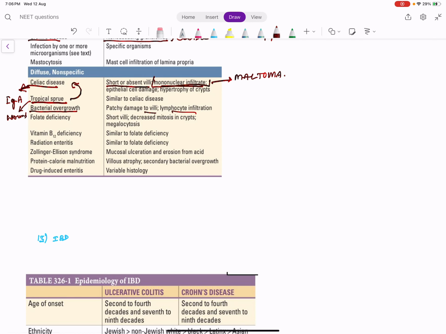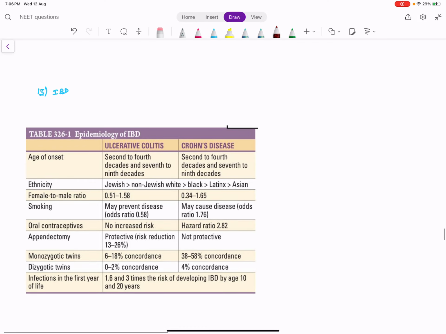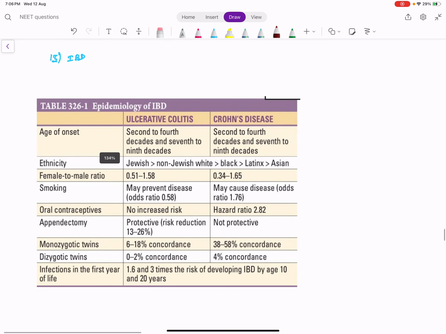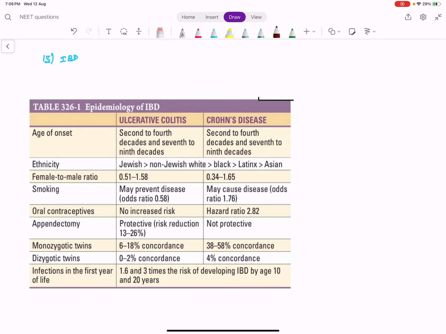And radiation enteritis. Zollinger-Ellison syndrome is multiple gastrinoma or MEN1 syndrome. So as we know, it causes ulcers in multiple sites with diarrhea with elevated gastrin levels. Okay. So that finishes malabsorption. Now coming to inflammatory bowel disease, again it involves both the small and the large intestine.